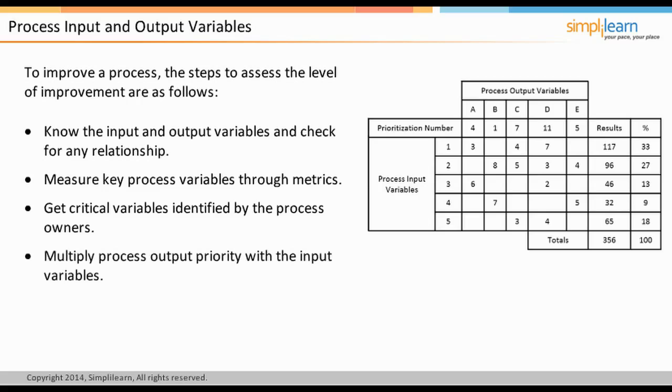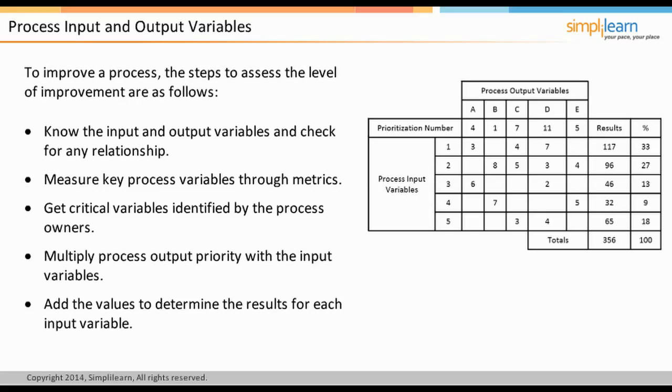The process output priority is multiplied with the input variables to arrive at the results for each input variable. The values are added to determine the results for each input variable. For process input variable 1, the output variables are 3, 4, and 7, with a prioritization value of 4, 7, and 11, respectively. Therefore, multiplying the output variables with their corresponding prioritization numbers and adding those gives 117, which is around 33% of the total effect.